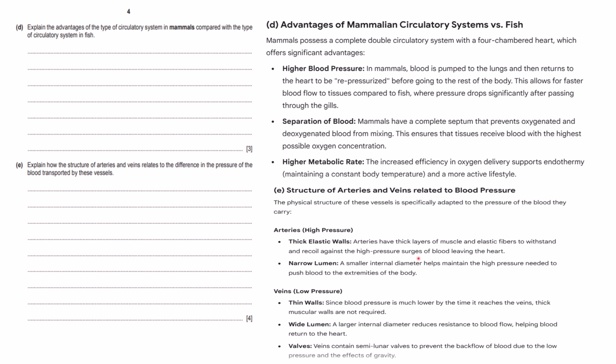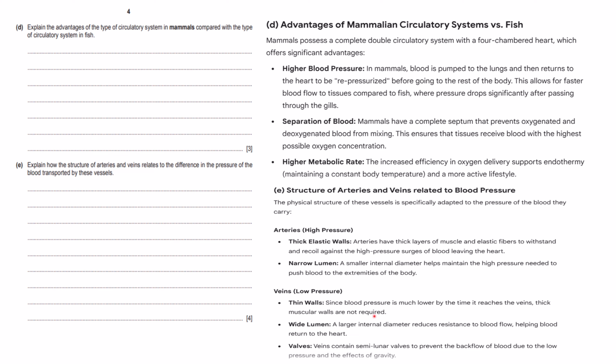Arteries have a thick layer of muscle and elastic fibers to withstand and recoil against the high pressure surges of blood leaving the heart. Narrow lumen: a smaller internal diameter helps maintain the high pressure needed to push blood to the extremities of the body. Veins: low pressure.